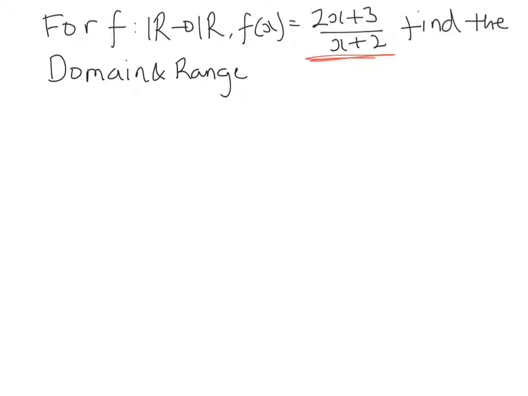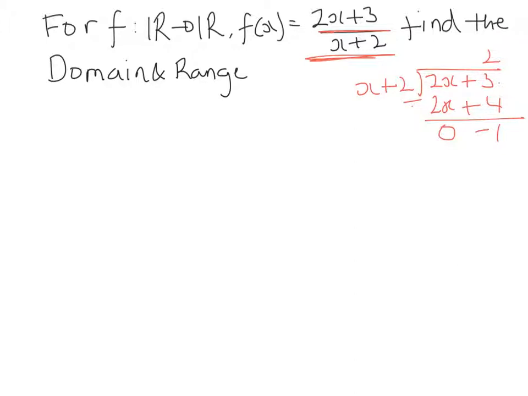Now, this fraction bar is another way of writing divide. So if I say, how many times does x plus 2 go into 2x plus 3? Well, probably 2 times. And if I divide the polynomials here, 2 times x is 2x, and 2 times 2 is 4. Now, if I take them away from one another, 2x take away 2x is 0, and 3 take away 4 is minus 1.